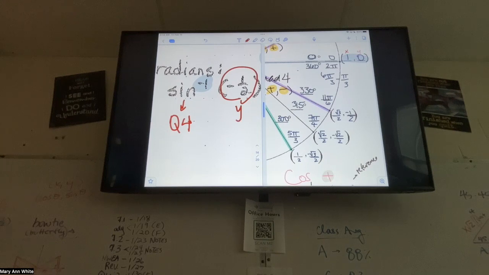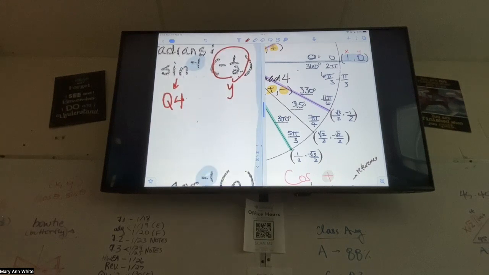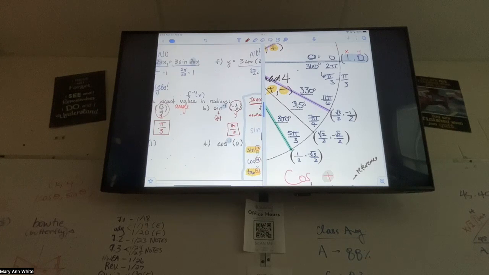Where is that? 7 pi over 4. No. 11 pi over 6. Oh, yeah. We're looking for -1/2. Okay, so all we're doing is identifying an angle. You guys good so far? Okay, let's look at the next one.